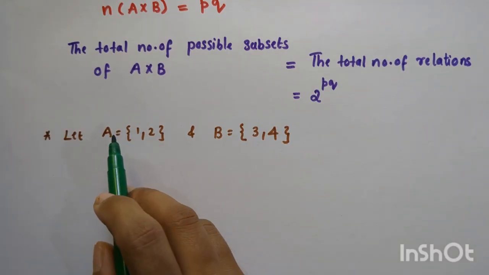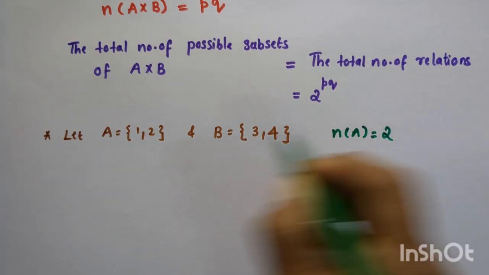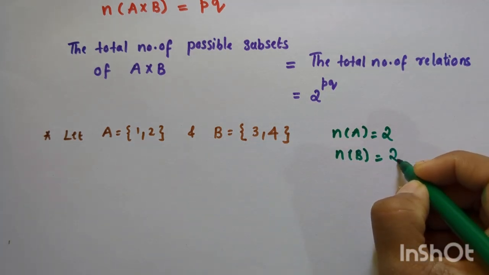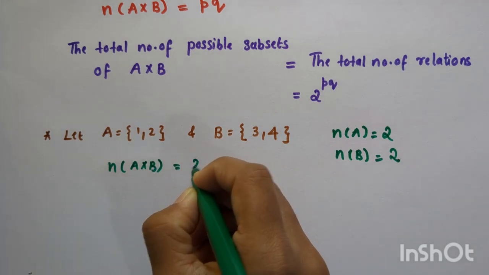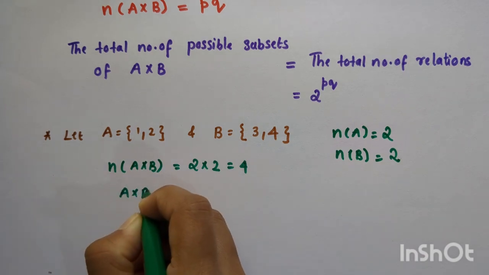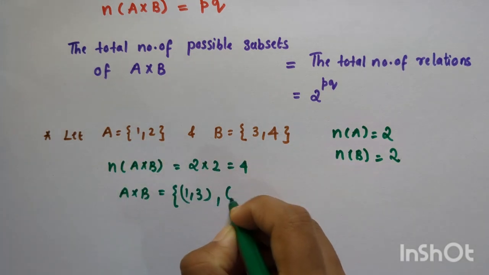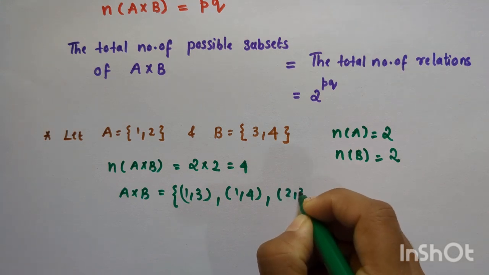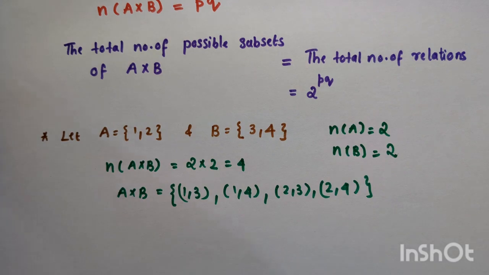Here we have two sets, set A and set B. The number of elements in A is 2, and the number of elements in B is 2. So the number of elements in the Cartesian product A cross B is 2 into 2, which is 4. A cross B will have these elements: 1, 3; 1, 4. The first element should be an element in set A. Then 2, 3; 2, 4. So there are 4 ordered pairs in A cross B.